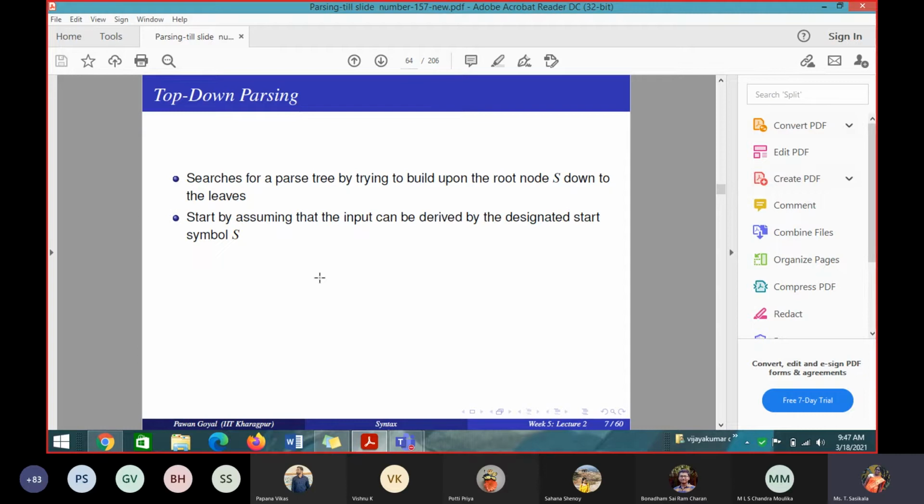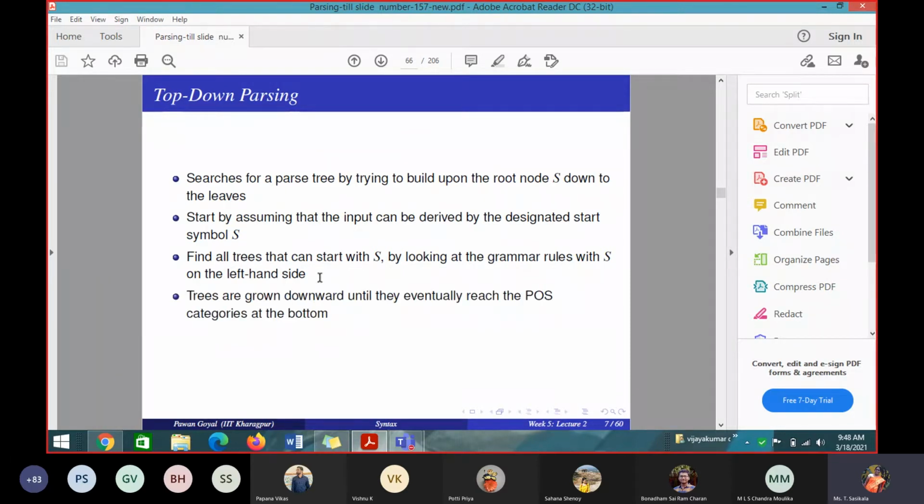Start by assuming that the input can be derived from the start symbol S. Find all the trees that can start with S by looking at the grammar rules with S on the left hand side. So for all possible S on the left hand side, 3 rules are there. 3 possible combinations you have to try. Trees are grown downwards, not upwards, in top-down parsing, until we reach the POS category at the bottom. Trees whose leaf fails to match the word in the input can be rejected.